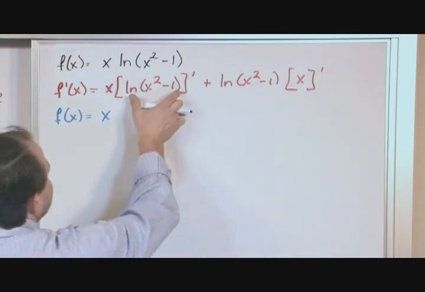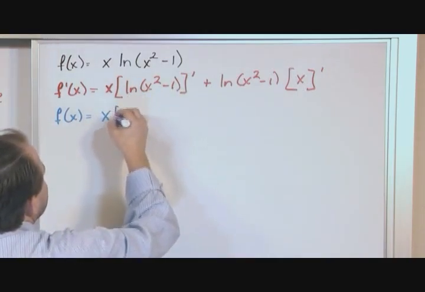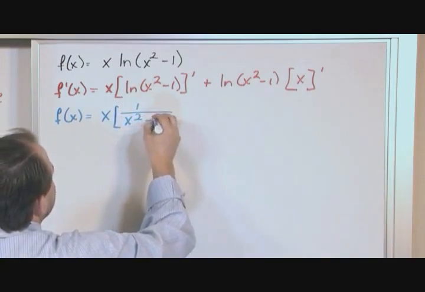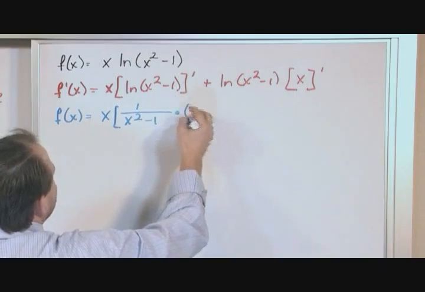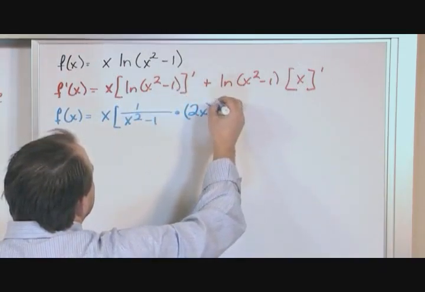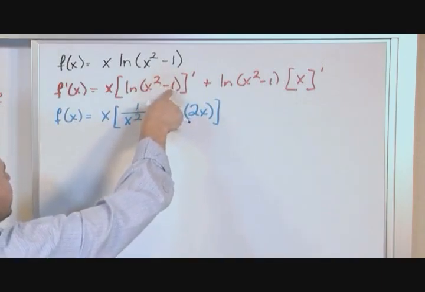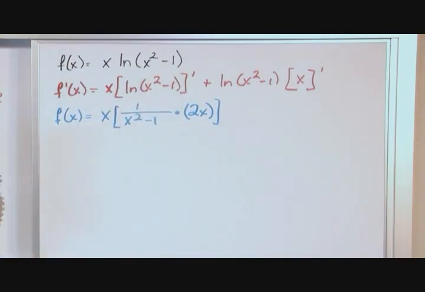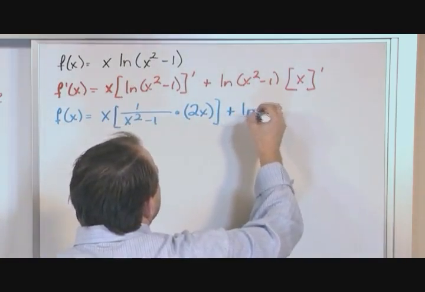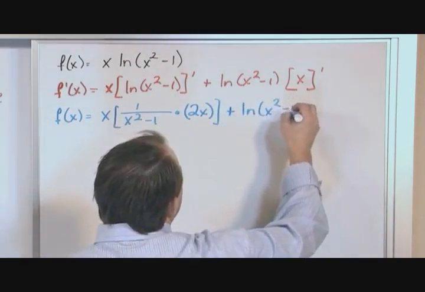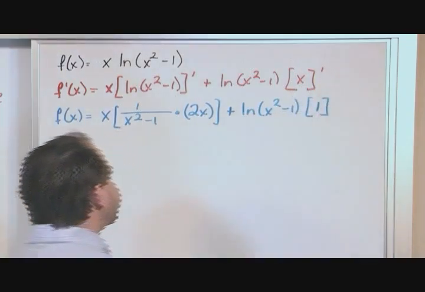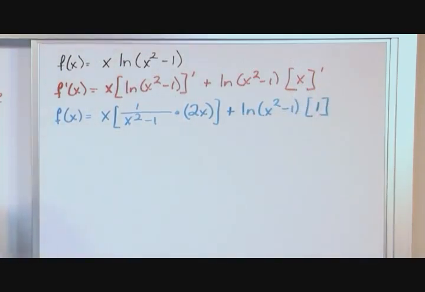What is the derivative of the natural log itself? This is 1 over the argument, x squared minus 1. We can't stop there. We have to multiply by the derivative of the inside, which is just 2x, because the derivative of x squared is 2x, and the derivative of the 1 is 0. So that takes care of this derivative. Now over here, we have the natural log of x squared minus 1, and the derivative of this x is just 1. Okay? So basically our derivative's done.